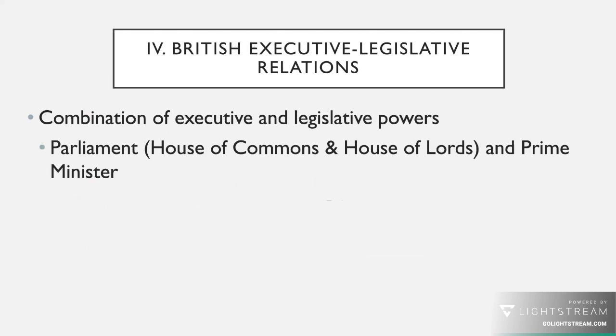So let's turn to our second case study, the British system, the United Kingdom. So it's important to see again in the parliamentary system, you've got a combination of executive and legislative powers. So the parliament, which is composed of two chambers, the House of Commons and the House of Lords, is closely fused with the prime minister.